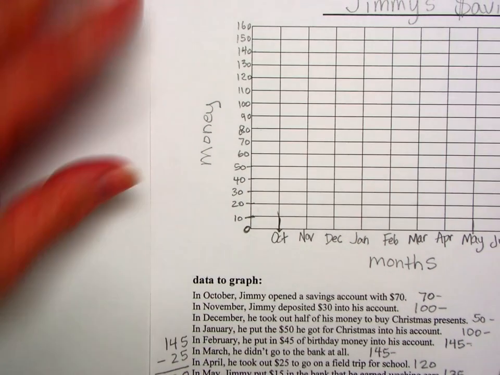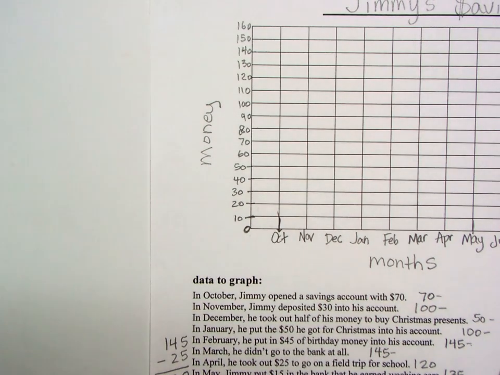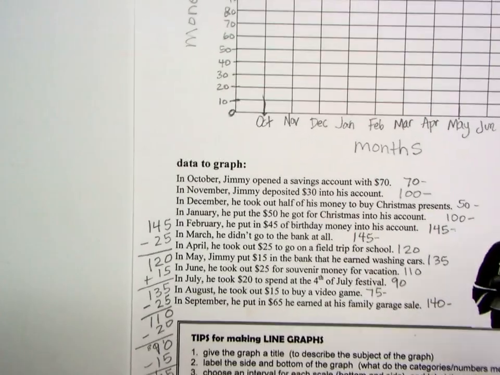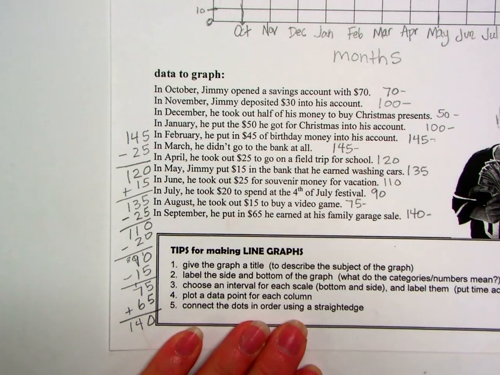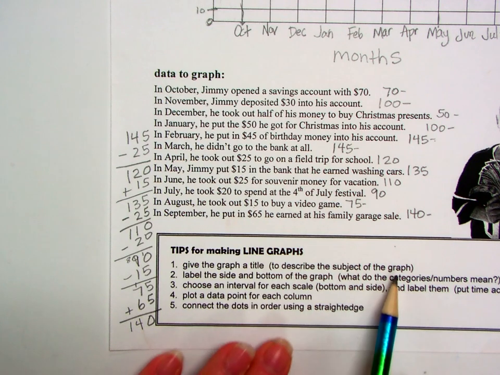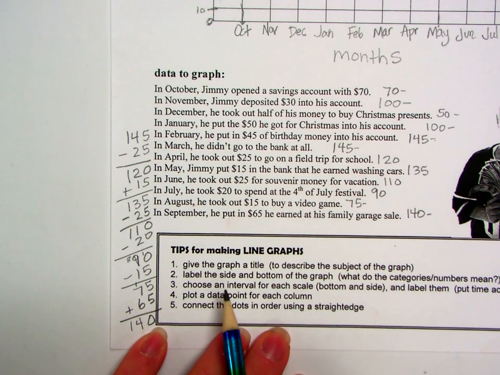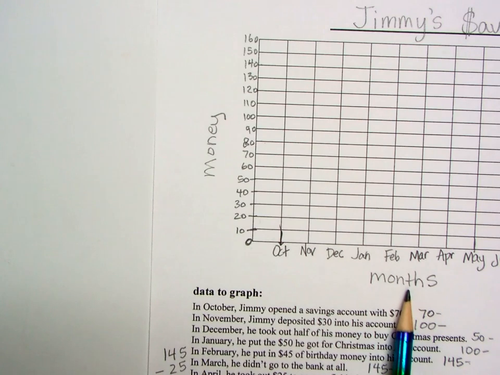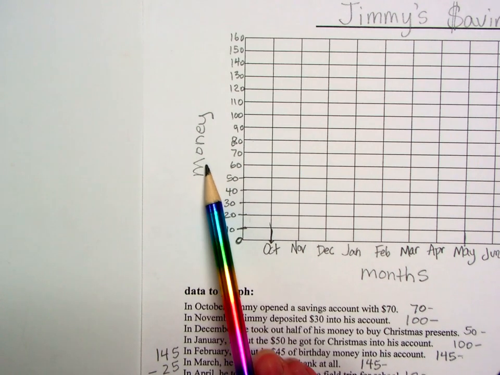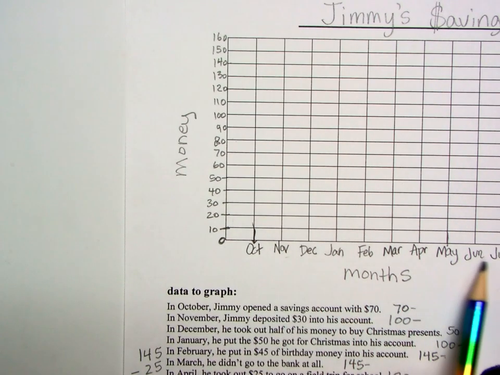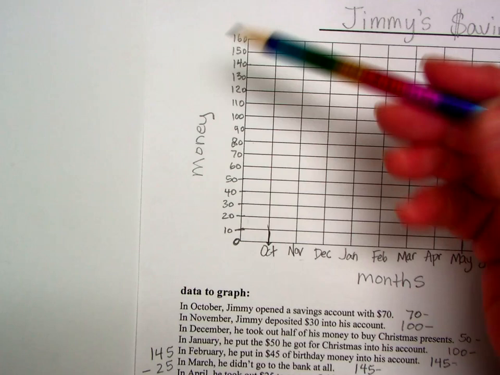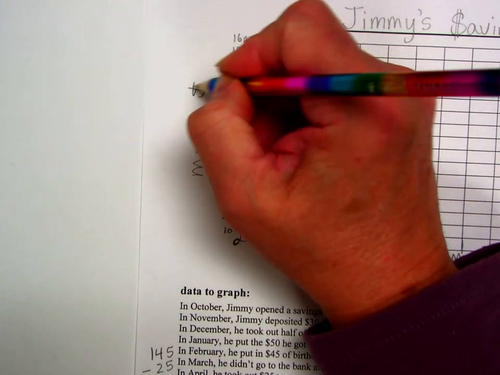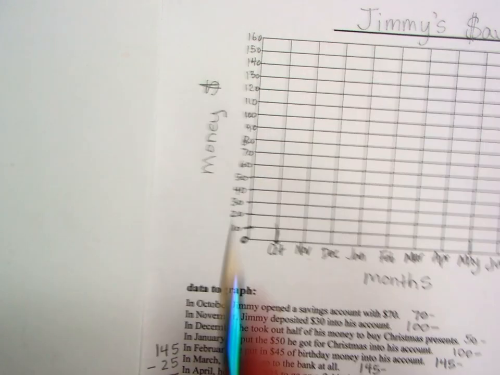Okay, so now I know that it goes all the way up to 160. So let's look at the tips for making a line graph again. We gave the graph a title, Jimmy's Savings, to describe the subject of the graph. We labeled the side and bottom of the graph. So we labeled this one with months and with money. The months we wrote underneath each line, and the money we wrote by $10 at a time going up the side.